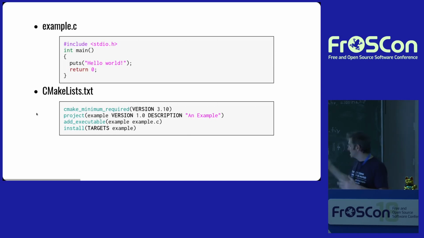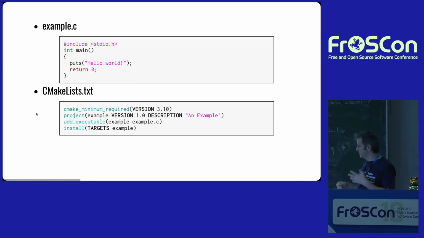So we're building an executable called example from the source file example.c, and we install it as a binary example and so on.